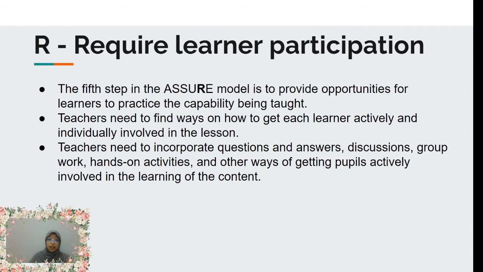So what is R in the Assure model? R means require learner participation. It is the fifth step in the Assure model. It is to provide opportunities for learners to practice the capability that has been taught to them. Teachers need to find ways to get each learner actively and individually involved in the lesson.